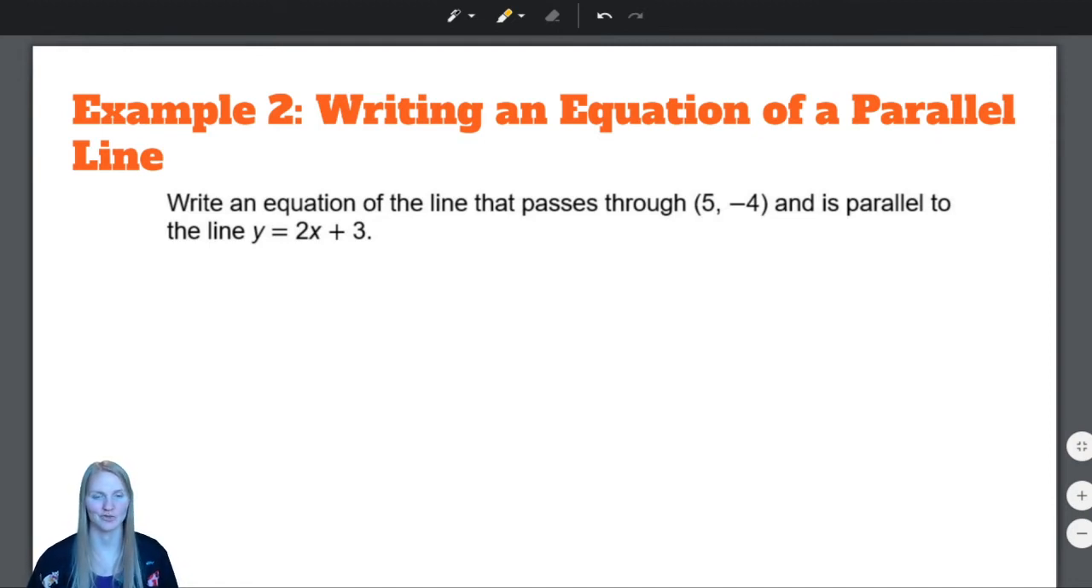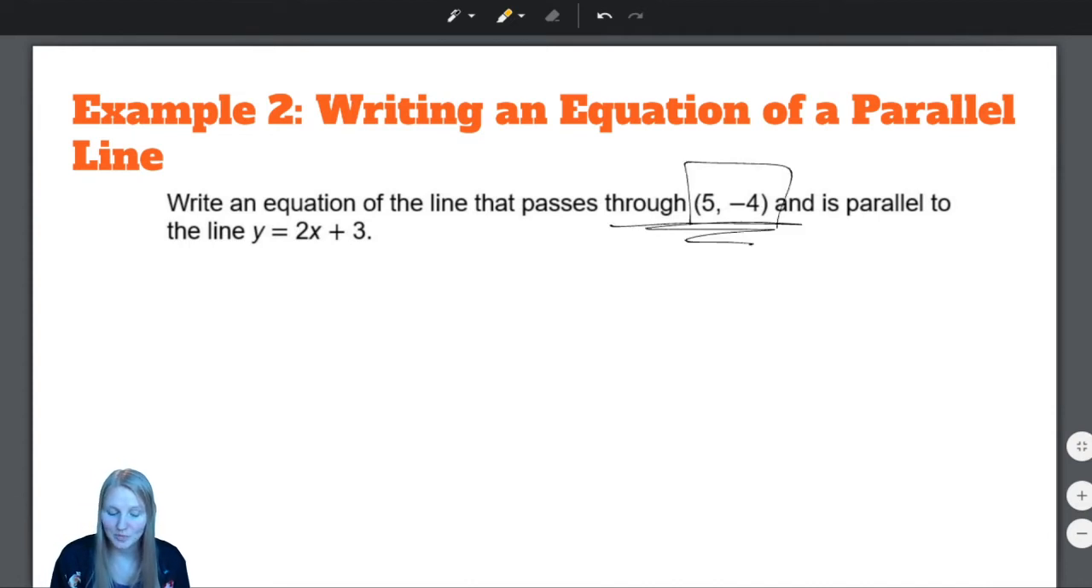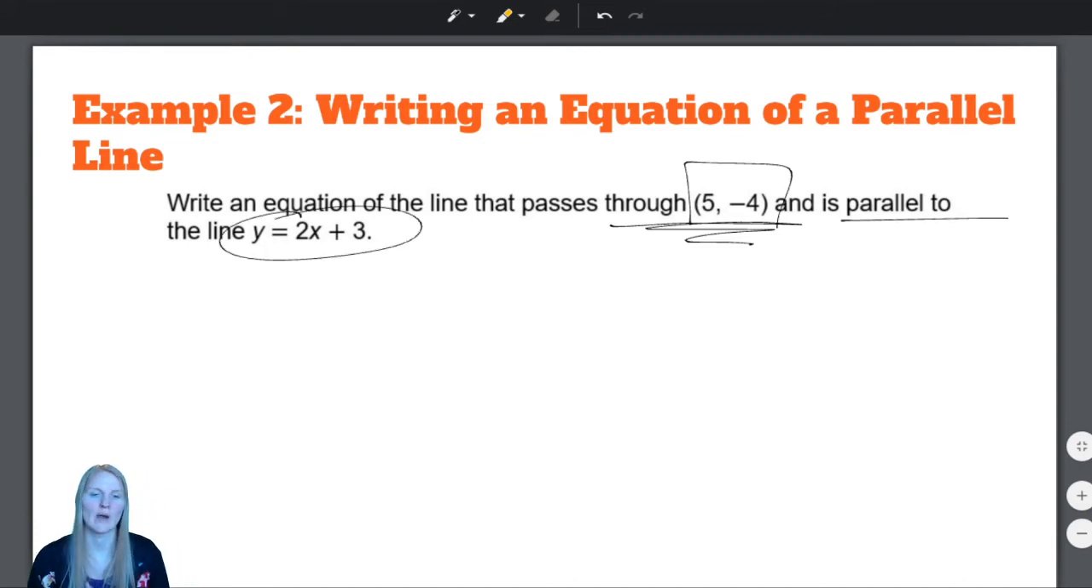This is our success criteria here. So we want to write an equation of the line that passes through the point (5, -4) and is parallel to y equals 2x plus 3.